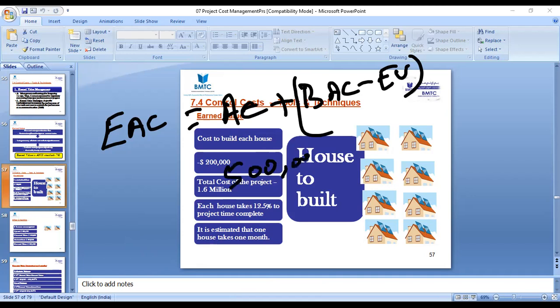500,000, right? The first 2 months, the actual money which you spend is 200,000, 200,000. And the third month you spend 100,000, right? 500K. Okay. Then what is your BAC? 1.6 million, right? Yeah, that's the plan, the budget.